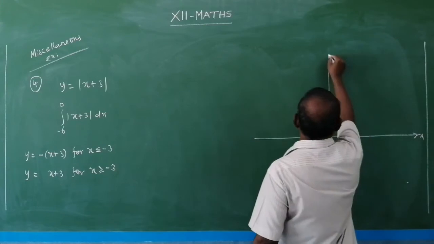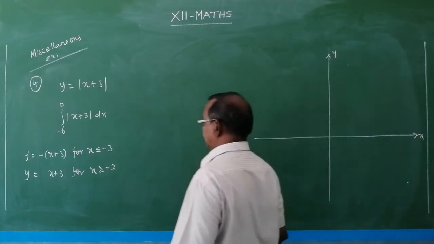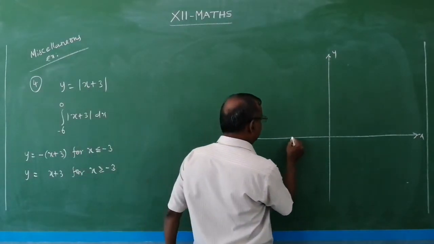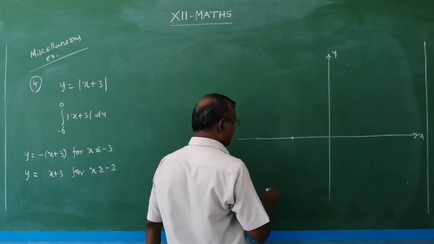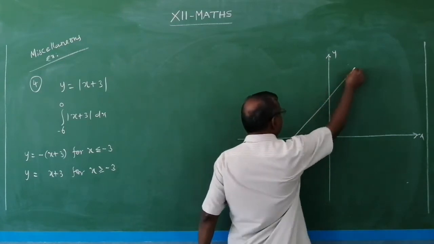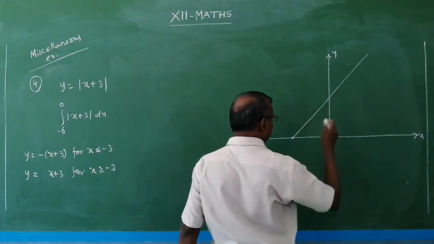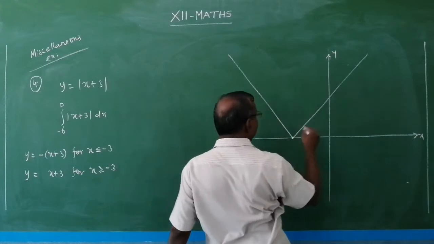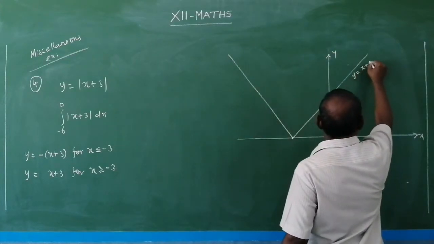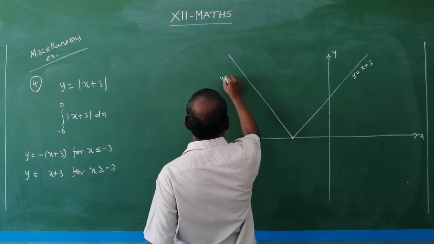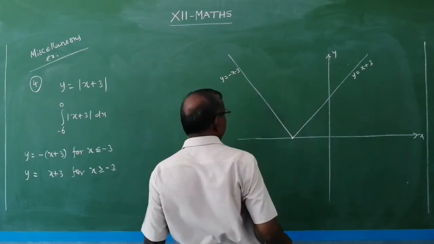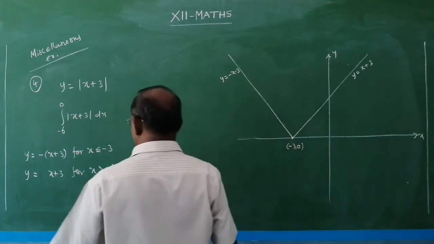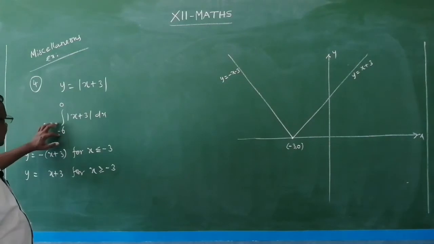This is the x axis, y axis. When x equal to minus 3, y equal to 0. So this is the point, minus 3. From minus 3, towards the right it is y equal to x plus 3, and towards the left it is y equal to minus x minus 3. This is the point minus 3 comma 0, and we need the area between minus 6 and 0.